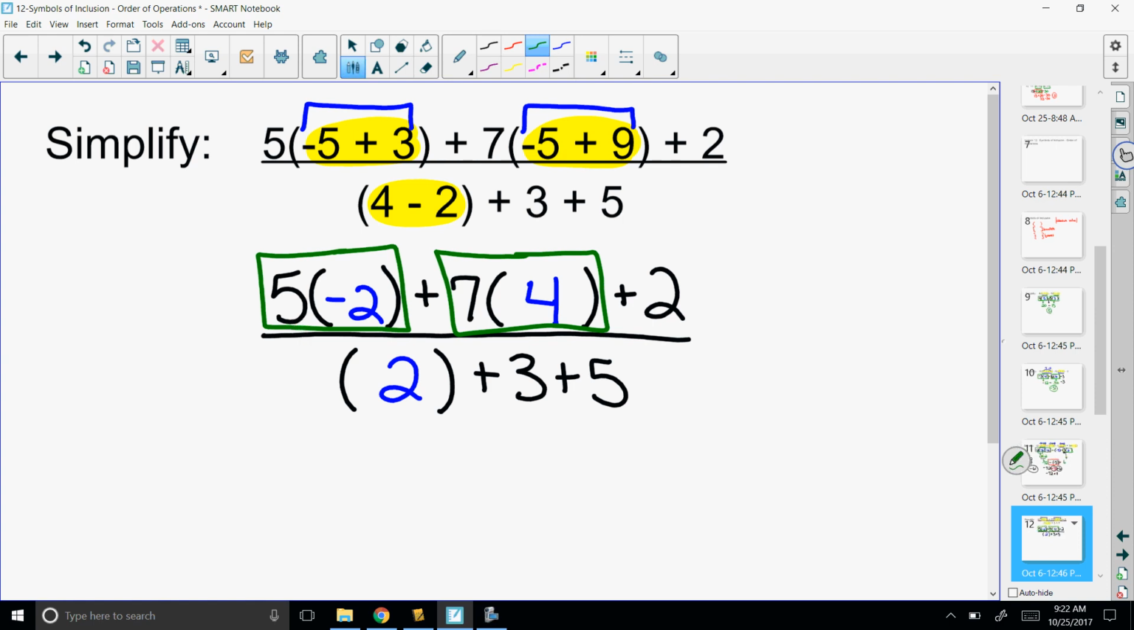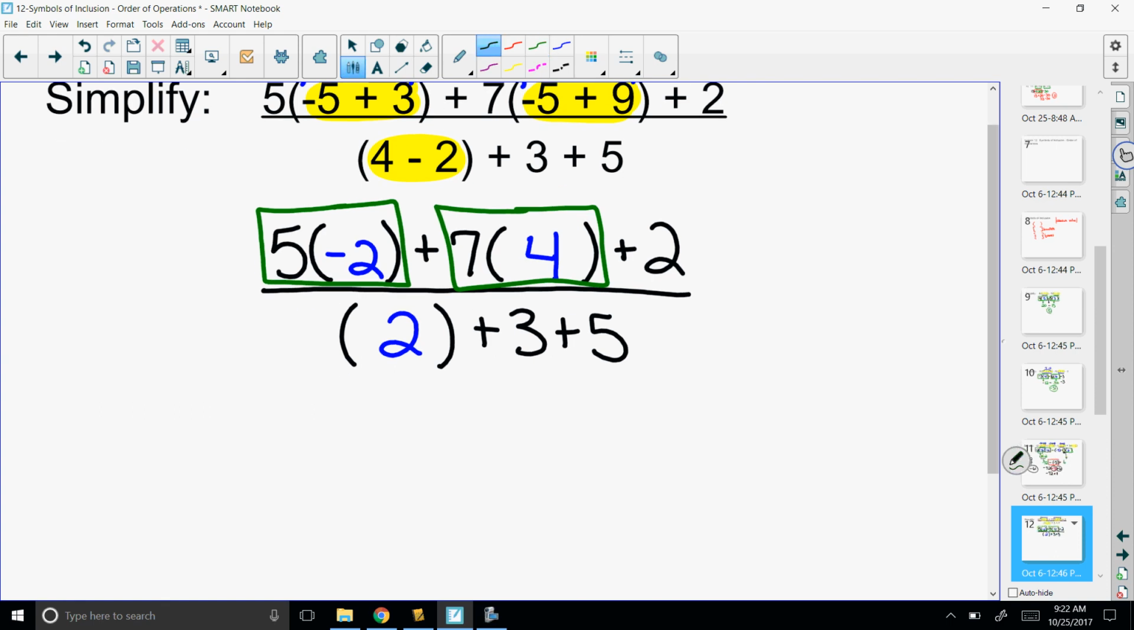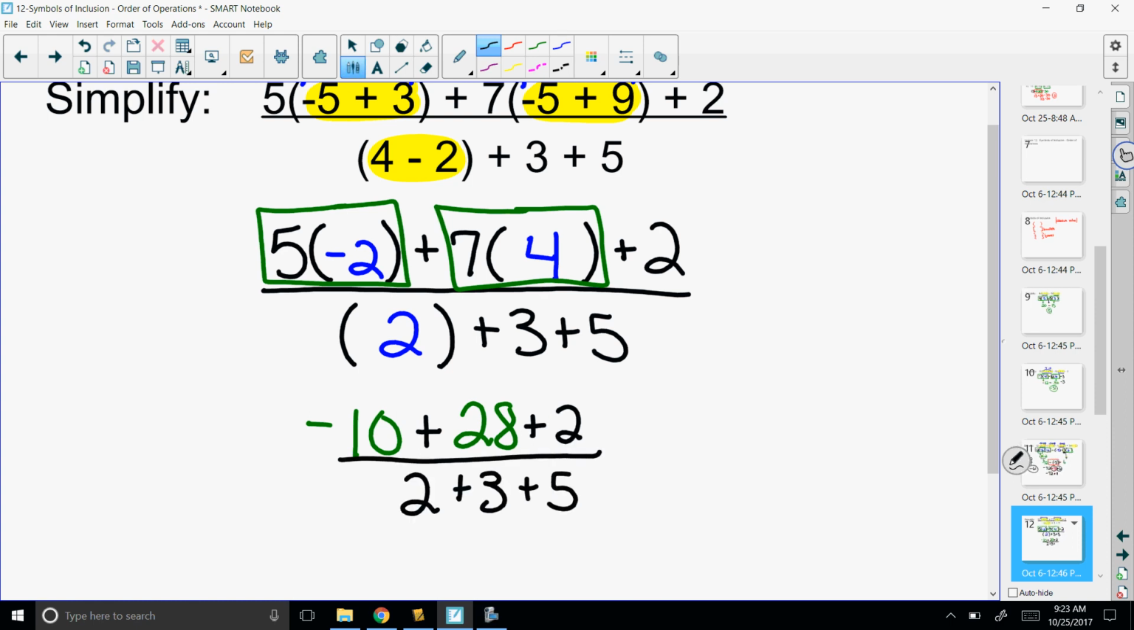The problem is now 5 times negative 2, which is in green because I said times, plus 7 times 4, there's multiplication again, plus 2 over 2 plus 3 plus 5. So I'm going to perform the multiplication and keep everything else in black the same. All right, what is 5 times negative 2? Negative 10. Then I have that plus sign, which I'm just going to bring down. What is 7 times 4? 28. And then I have plus 2 over 2 plus 3 plus 5.